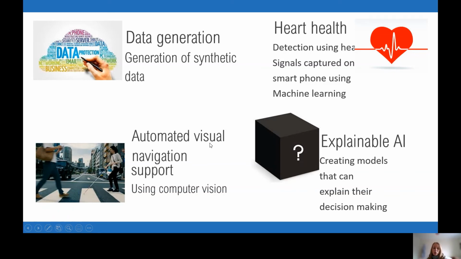Another one is automated visual navigation support that we're developing at the moment, whereby we're using computer vision to interpret the safer places for pedestrians who are visually impaired to cross the road, handle traffic lights, see obstructions, and also plan their route. And again, it's using computer vision and machine learning. So these are tasters of the types of projects that we're doing across a range of sectors.